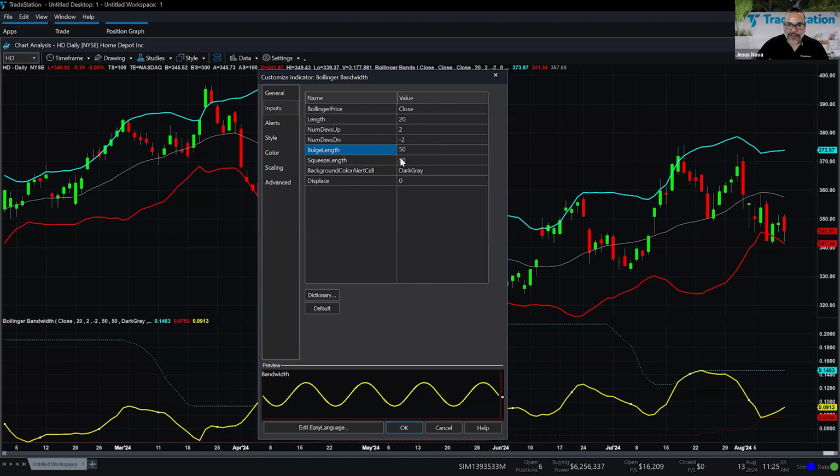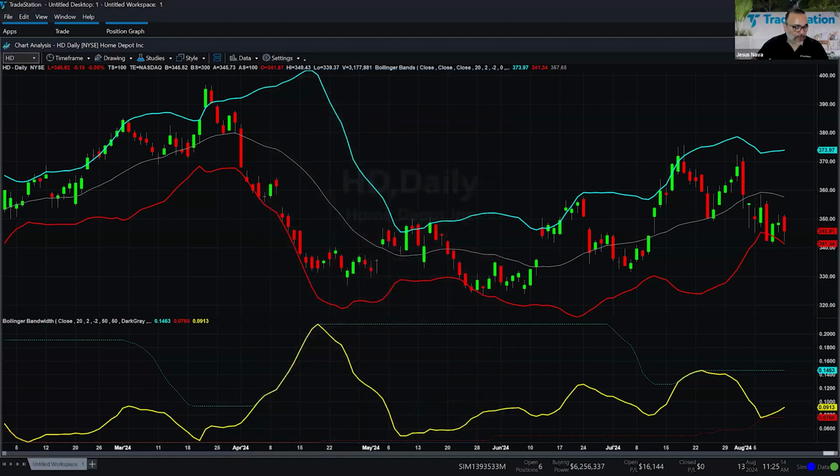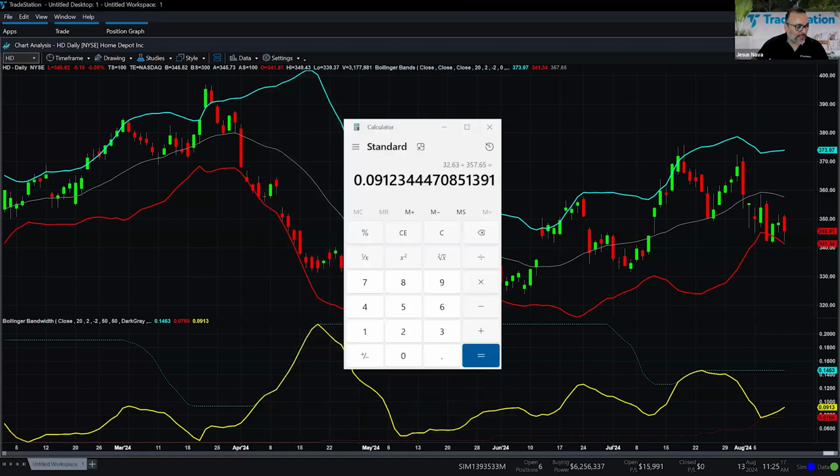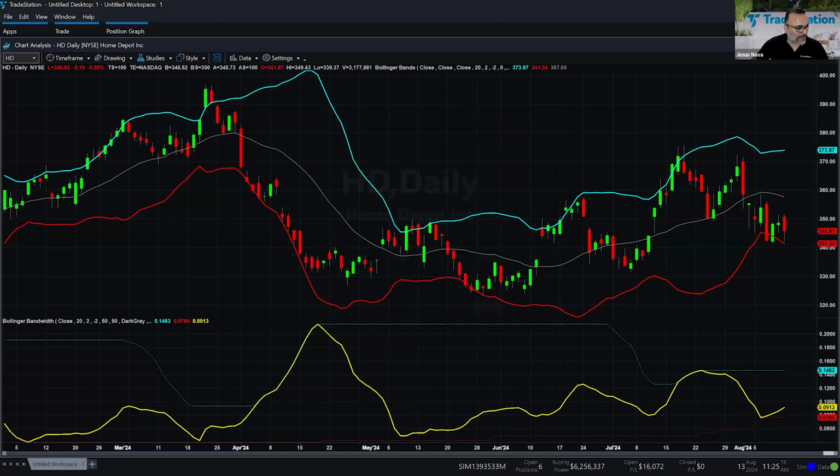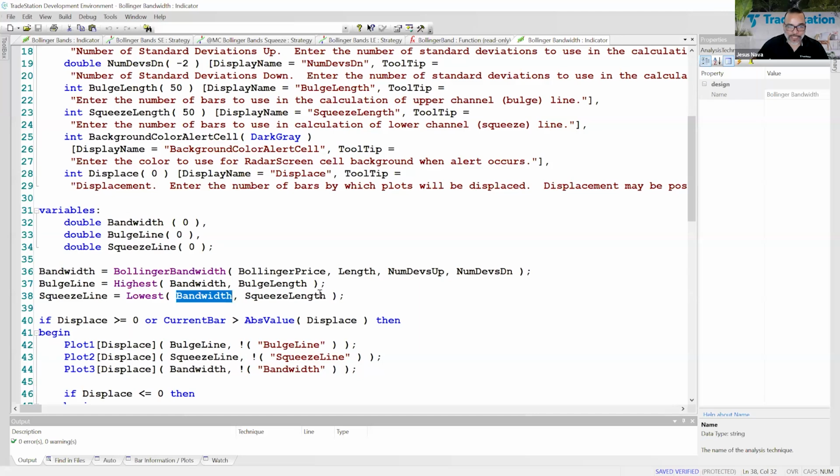So the bulge length and the squeeze length is different than the length used in the Bollinger Band. In fact, that's something we can change depending on how far back we want to take a look at the bulge and the squeeze. Bring up EasyLanguage one more time. You see, it's not using just length, it's using the bulge length and the squeeze length. How far back am I looking just to determine what the highest bandwidth has been in history?